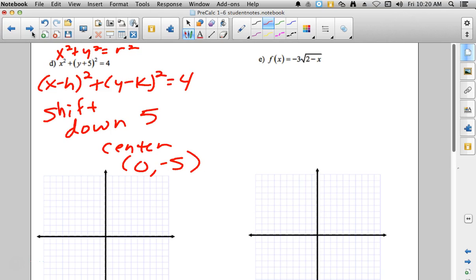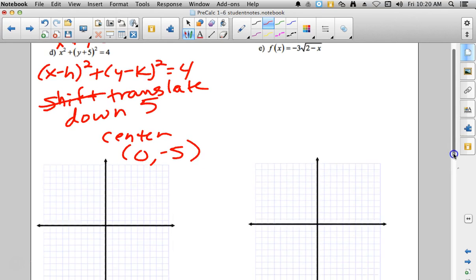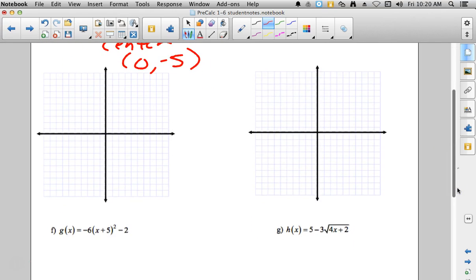So the reason for shift is translate. I should put translate. Thank you, Emmy. On the test, we accept shift. But like I said before, when you take the AP exams, really should do the whole translate business. Compression versus shrink, all that good stuff. So you're right, if I'm going to model it right, I should write translate. So there's our new center at 0, -5. 1, 2, 3, 4, 5.